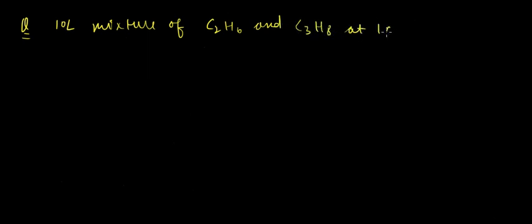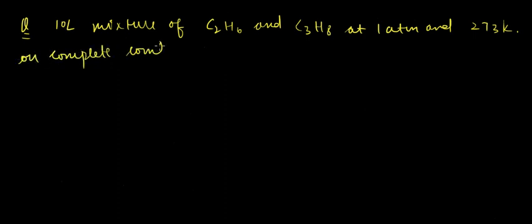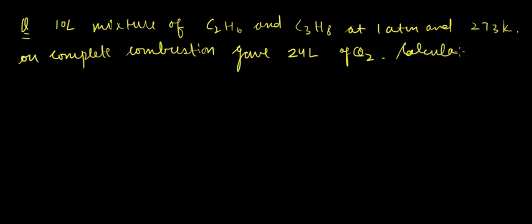So we have a 10-liter mixture of C2H6 and C3H8 at 1 atm and 273 Kelvin. On complete combustion, it gave 24 liter of carbon dioxide. So you have to calculate the composition of the original mixture.